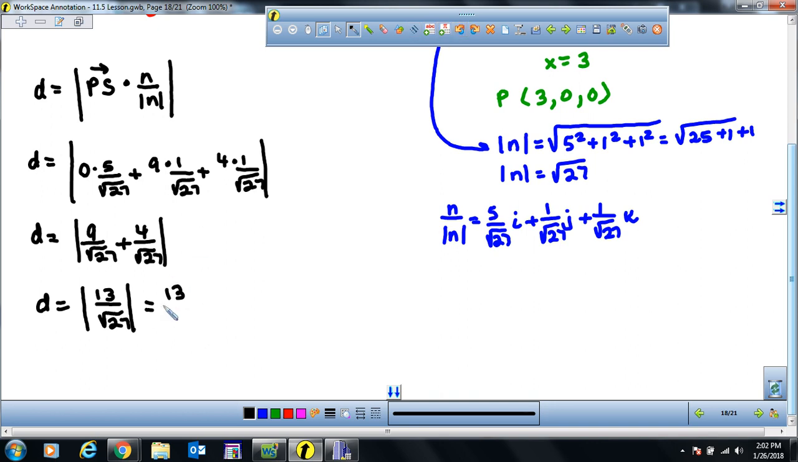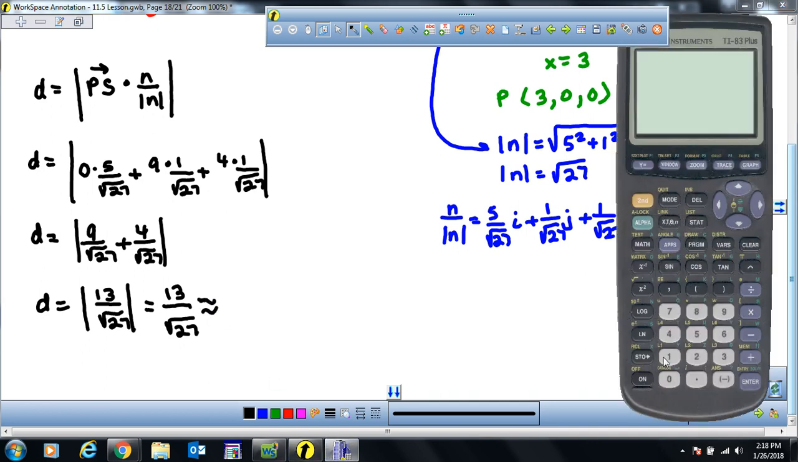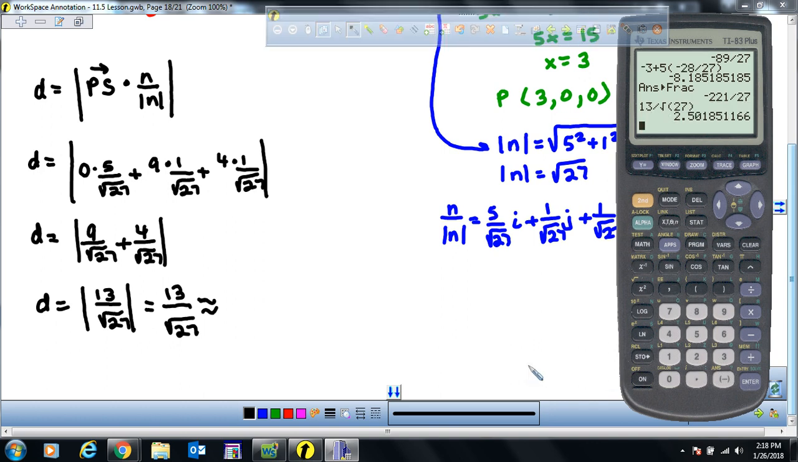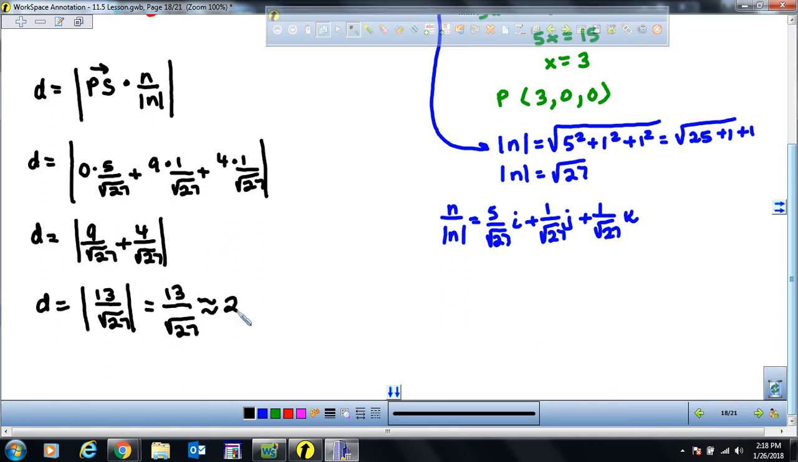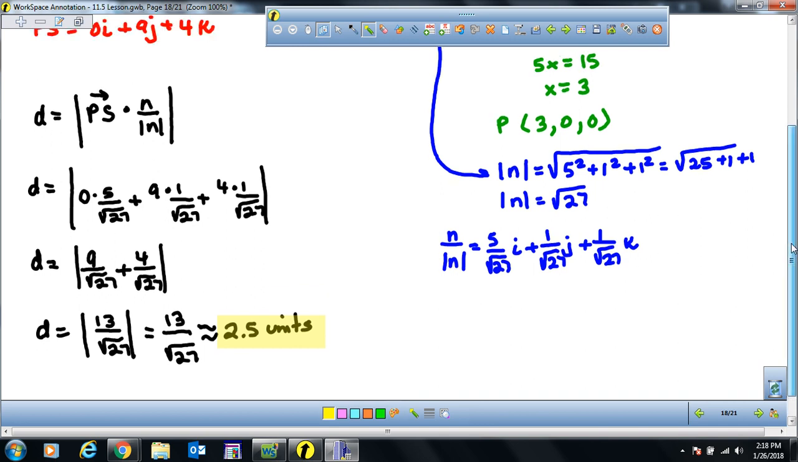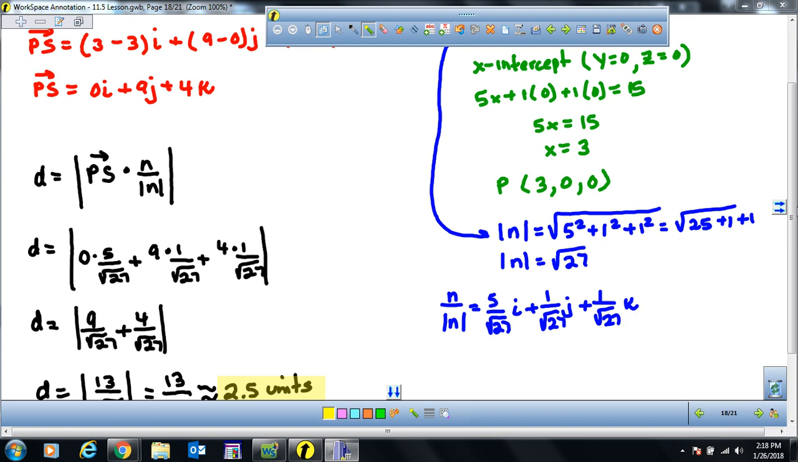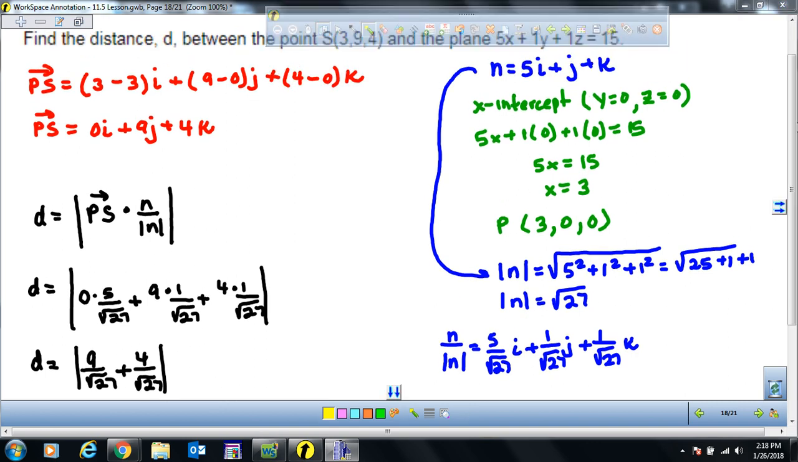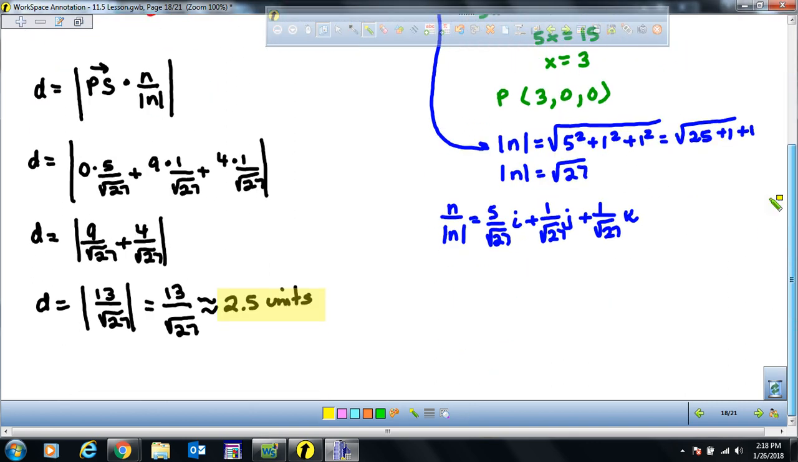And then we can just find the approximate distance by putting it in the calculator. So we can find the approximate distance from that point to that plane. 13 divided by the square root of 27 will give us a distance of 2.5 units. So if we were to sketch that plane and that point on the coordinate axis, the approximate length from the point to the plane would be about 2.5 units.